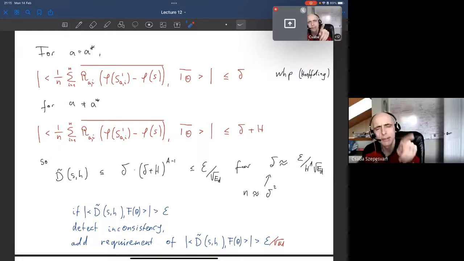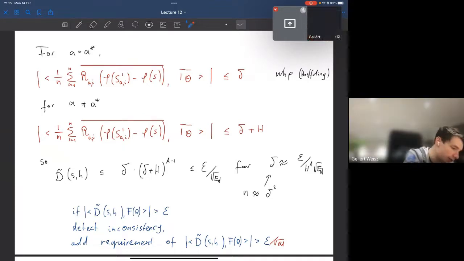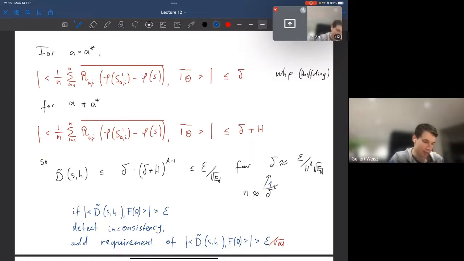I guess you want to say 1 over epsilon squared or 1 over delta squared, not delta squared. Yeah. Absolutely. This is 1 over delta squared. Yes, thank you.